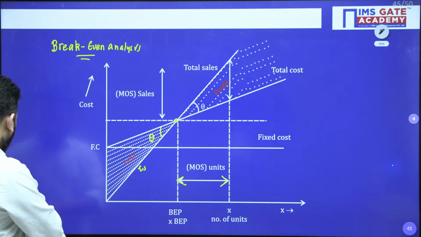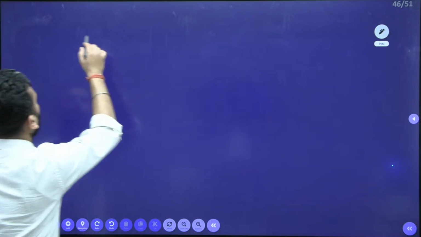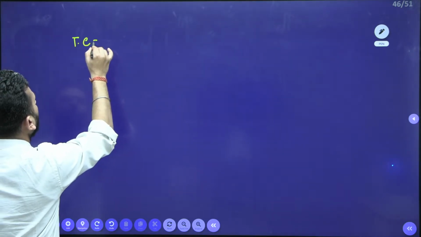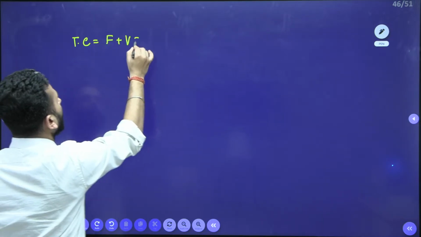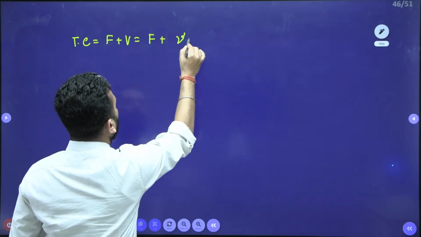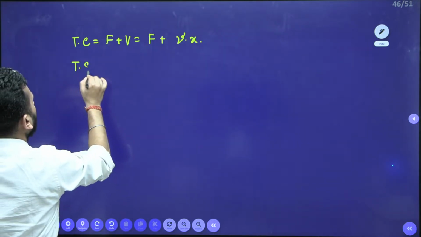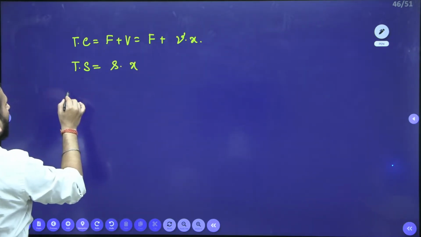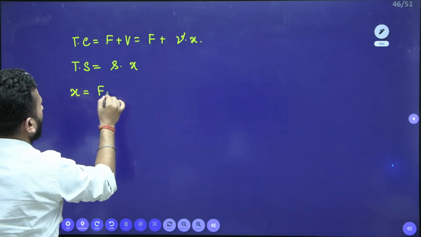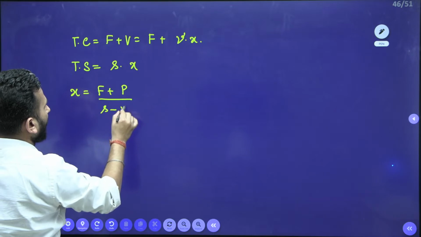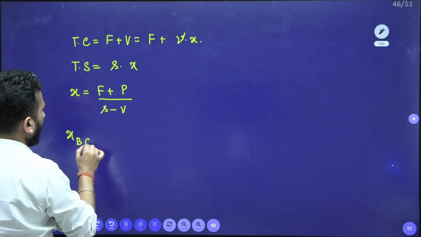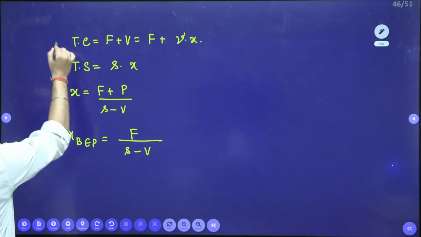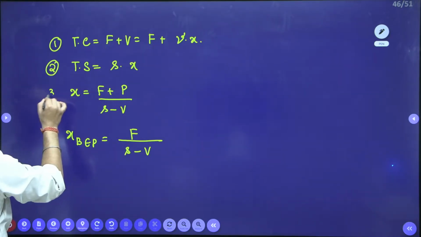And when it comes to formulas, let me write all the important formulas in break-even analysis. So what is total cost, my dear friend? Total cost is fixed cost plus variable cost, and that is nothing but fixed cost plus per unit variable cost into X. What is your total sales, my dear friend? Total sales is number of units into per unit sales. In general, if there is profit, X is fixed cost plus profit divided by S minus V. But in case you are finding only the break-even point, profit is 0, so fixed cost divided by S minus V. Yes or no? This is 1, this is 2, this is 3, and this is 4.